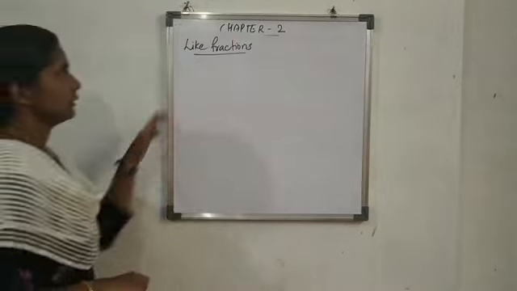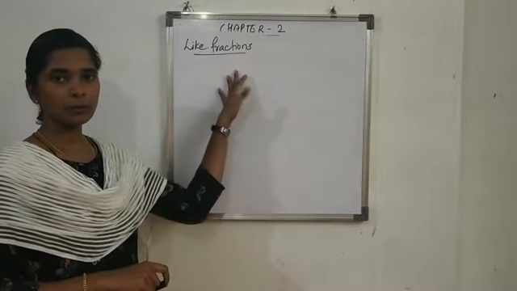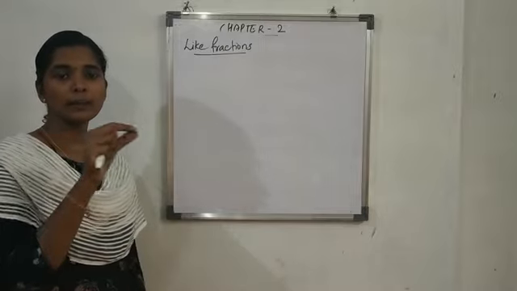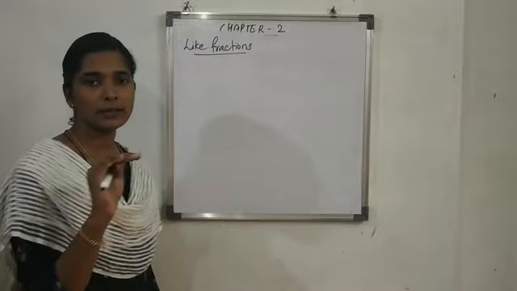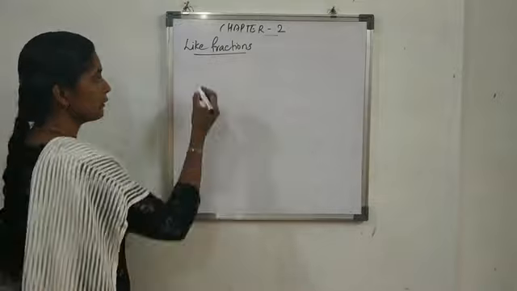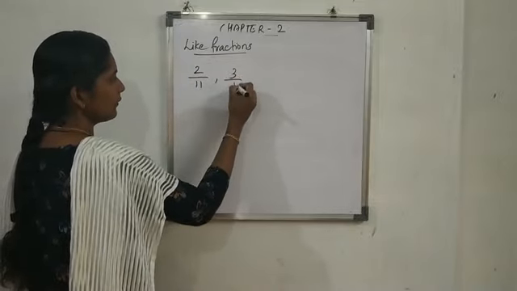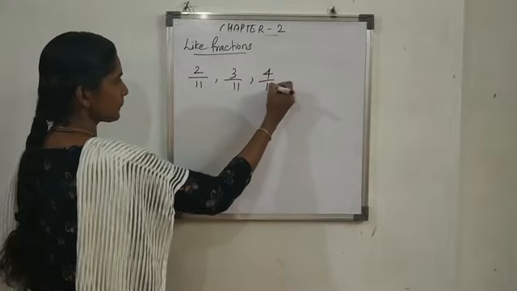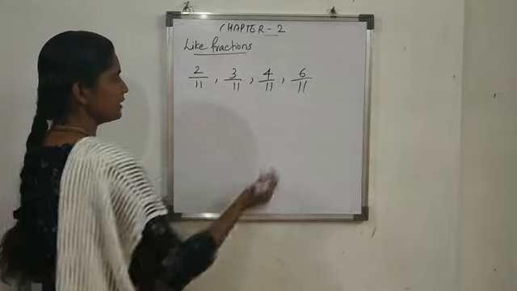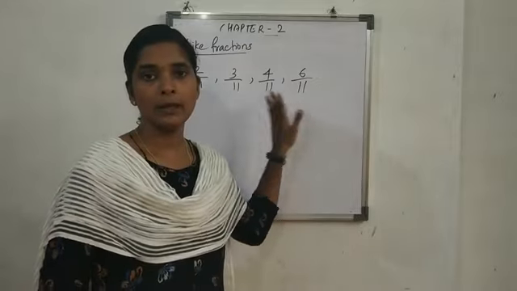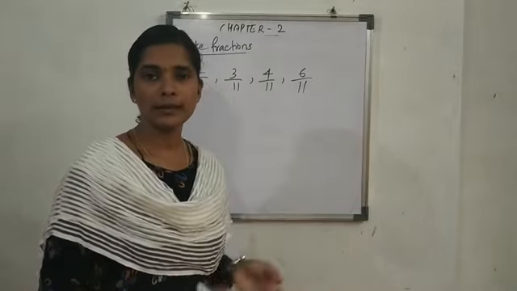The next topic is like fractions. What do you mean by like fractions? Like fractions are fractions whose denominators are the same. We can write 2/11, and one more like fraction is 3/11, then 4/11, 6/11. These are all like fractions. In these cases, the denominators are the same.